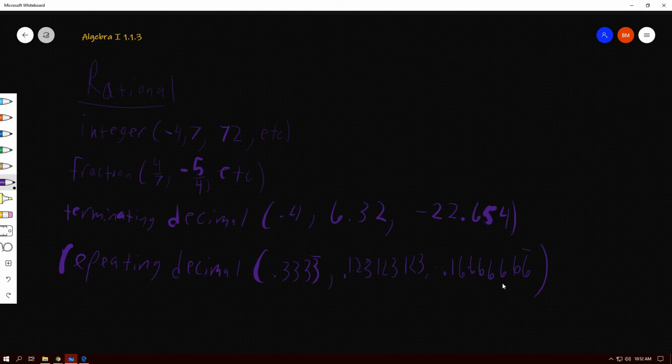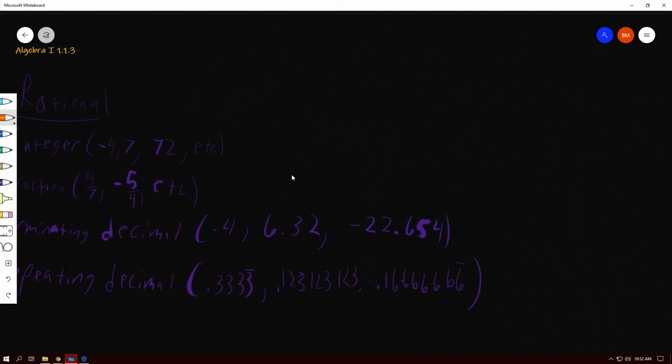So if I am not an integer, a fraction, a terminating decimal, or a repeating decimal, I'm going to be an irrational number. So if I can't check any of these boxes, if I'm looking at examples, we can go through some examples here. Let's just go right over here.